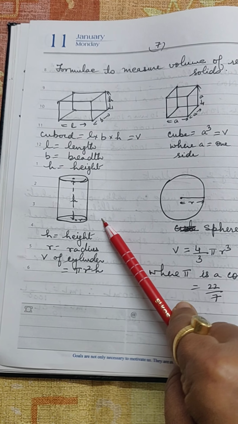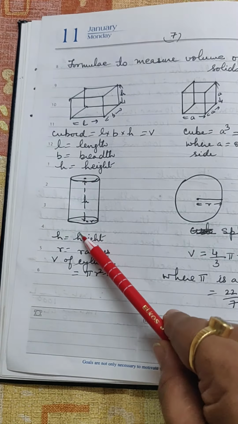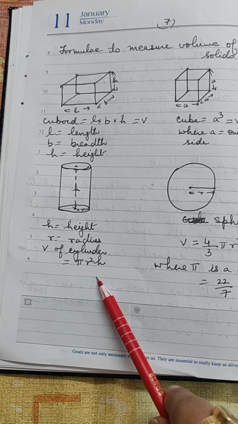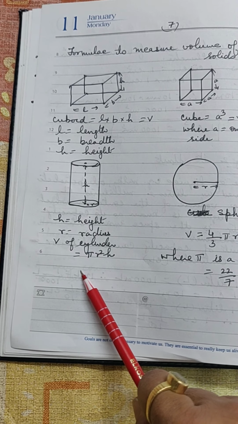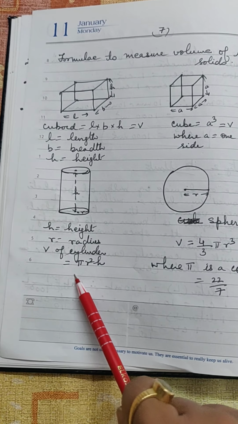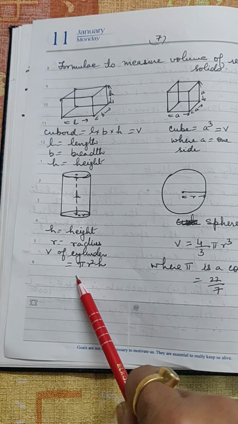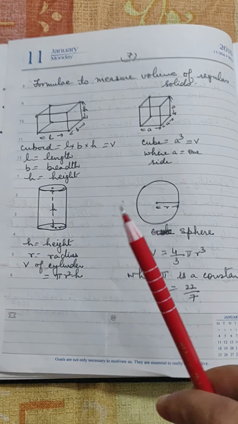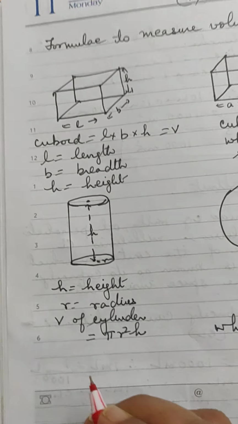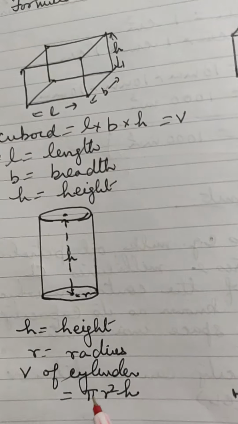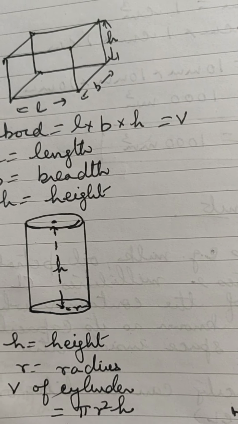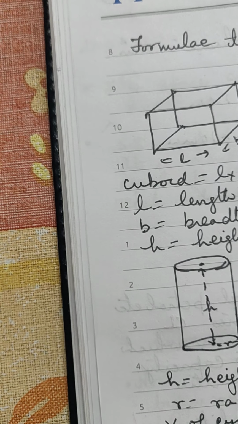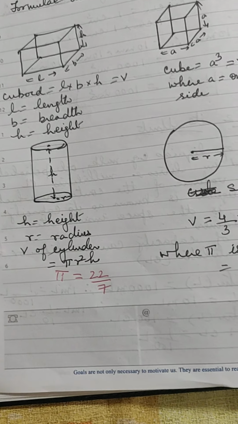Then you have a cylinder over here. In the cylinder, H is the height of the cylinder and R is the radius. So the formula for the volume of the cylinder is pi r square H, where the value of pi, as I told you in the last videos, is 22/7. Pi is equal to 22/7. That is the value.